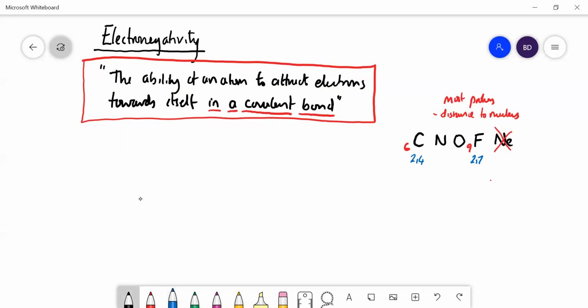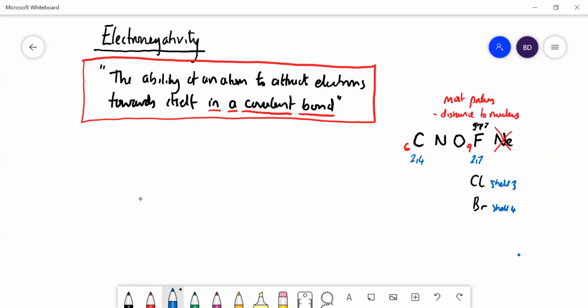Okay, let's have a think about chlorine and bromine. This is group 7 of the periodic table, isn't it? Which one would be the most electronegative out of chlorine and bromine? Well, we've got to think about the number of protons. Bromine's got more protons, but in chlorine the bonding electrons are in shell 3, whereas in bromine they're in shell 4. So they're closer to the nucleus in chlorine, so chlorine is actually the most electronegative.